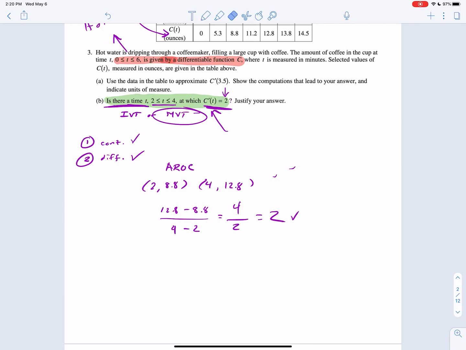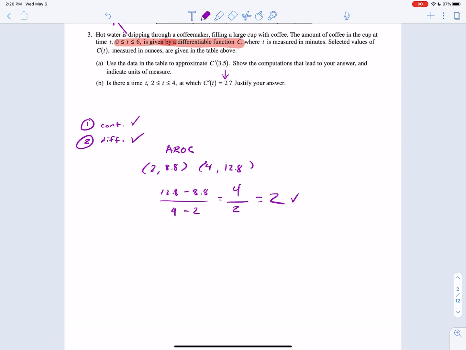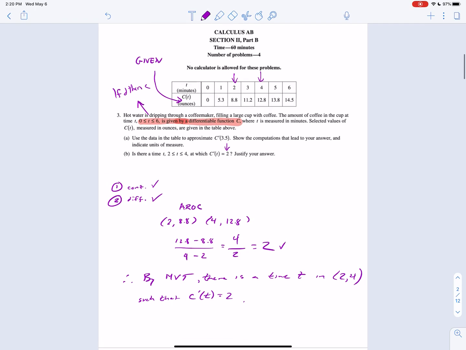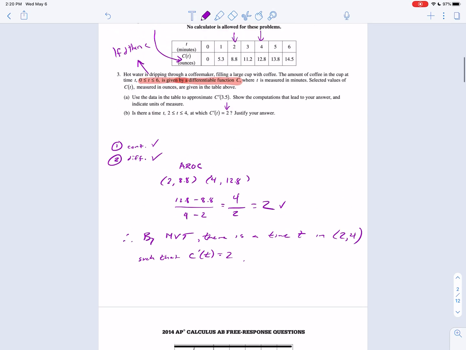Okay, so here we go. This is what you would be showing on paper. I'll erase everything that's not necessary here. Okay? So then I would say, therefore, by MVT, there is a time t in the interval 2 to 4 such that C prime of t equals 2. All right? Okay. Let's just move on.